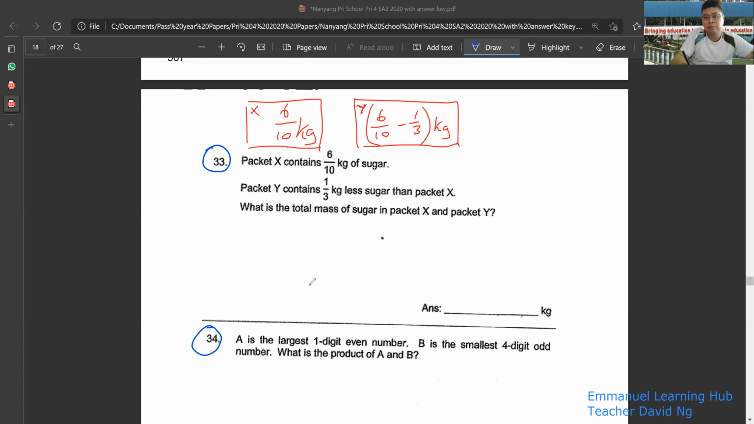You know why I minus? Okay, which one has more sugar, X or Y? X has more sugar. Okay, Y has less, right? How much less? 1/3 kg less. So to find out how many kg of sugar are in packet Y, what must you do?